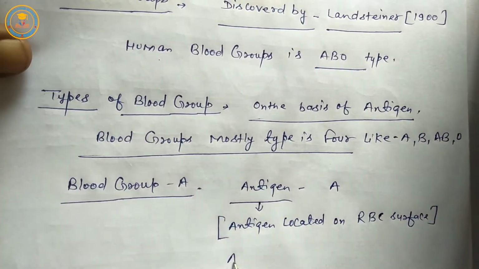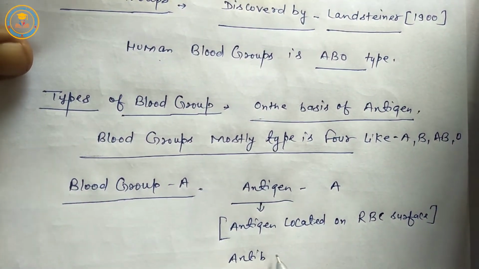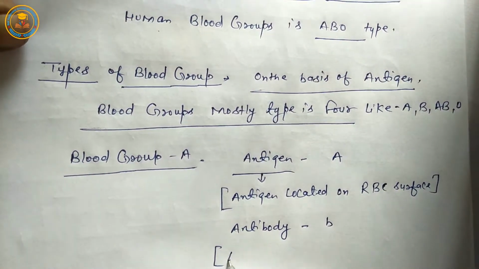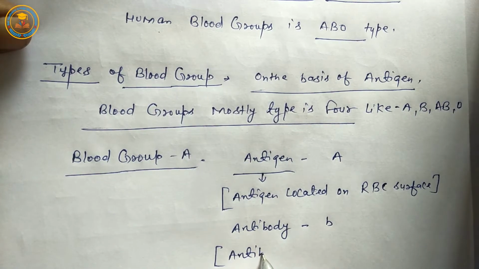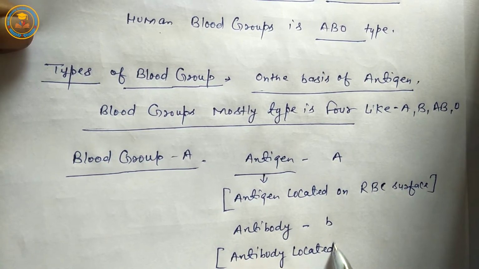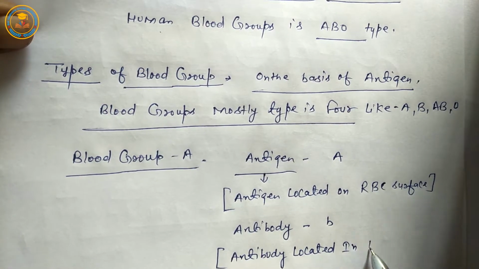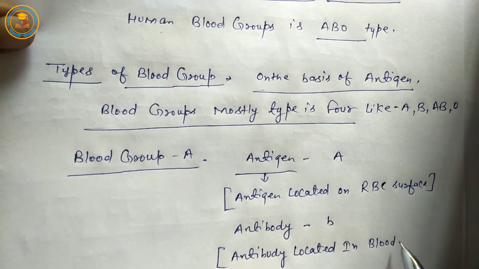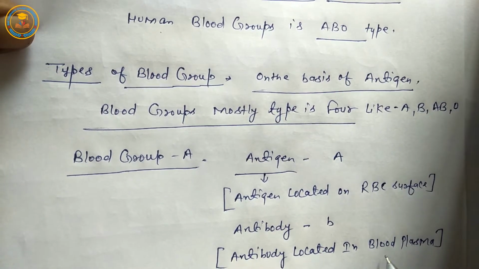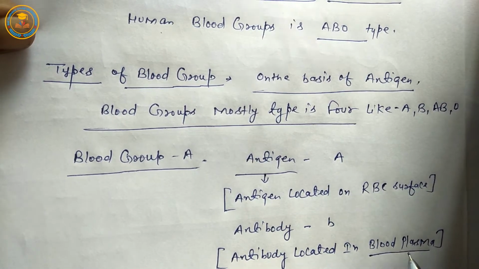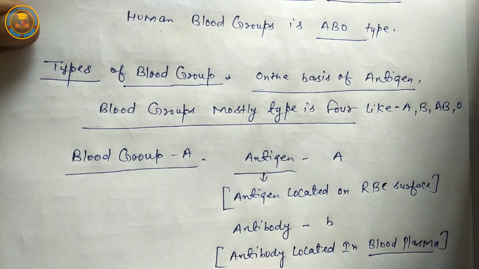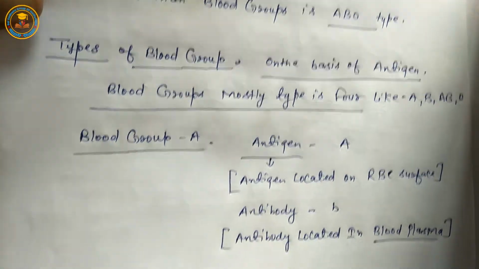Second, antibody in blood group A is B. Students, antibody is located in blood plasma. Blood plasma is a part of blood, approximately 55% of blood is formed by blood plasma.